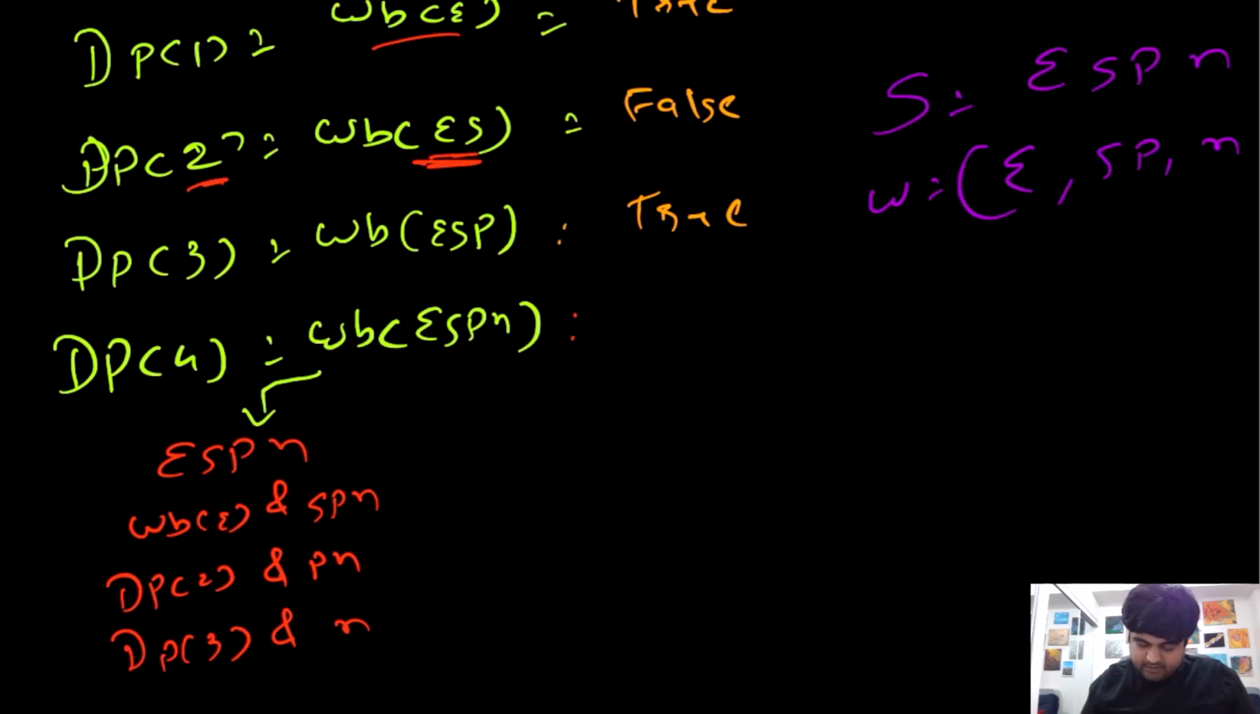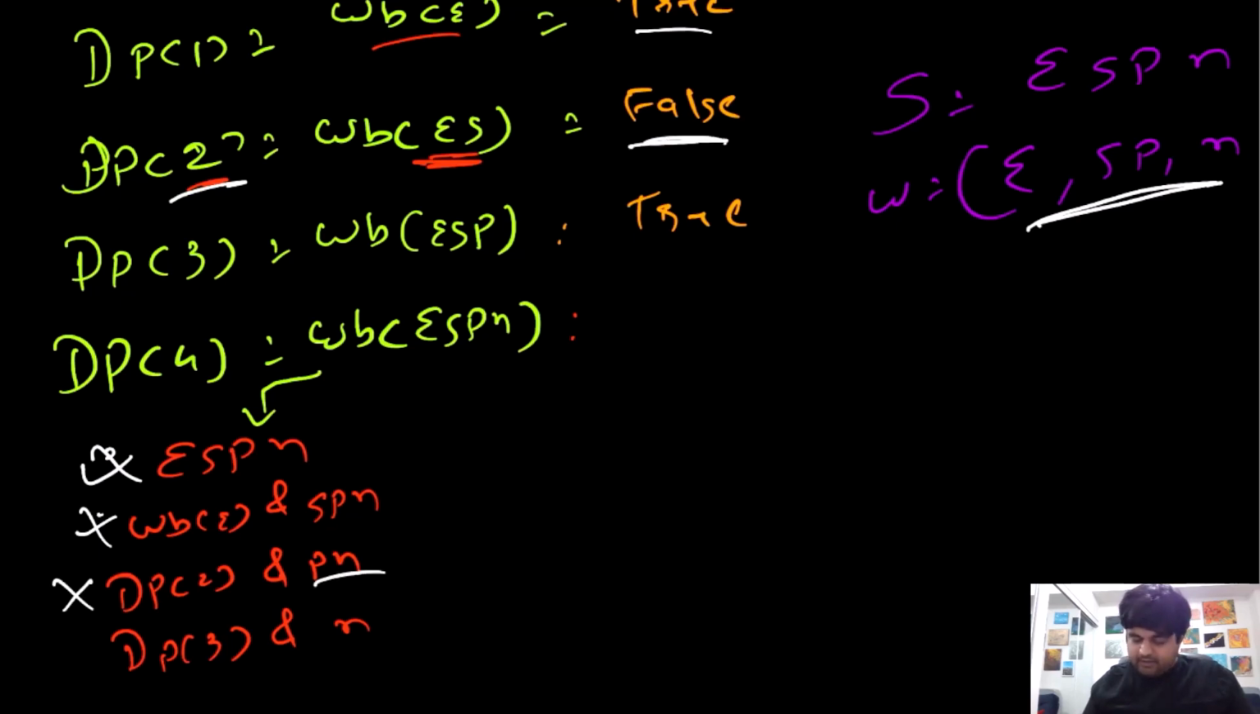So let's check the first one. Does espn exist in over here? No, it does not, so this is false. So dp of e is true, so at least one is true, but spn does not exist over here, which means this is also false. Now dp of 2, this is already false, which means we don't even need to calculate and check for this pn. Now the last one is dp of 3.